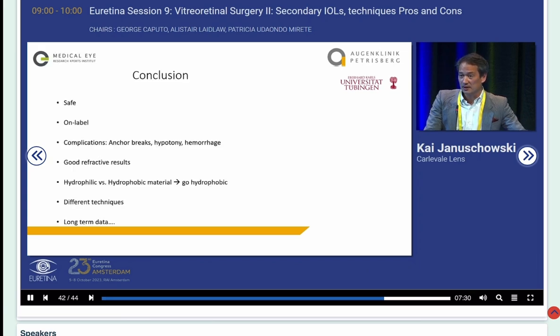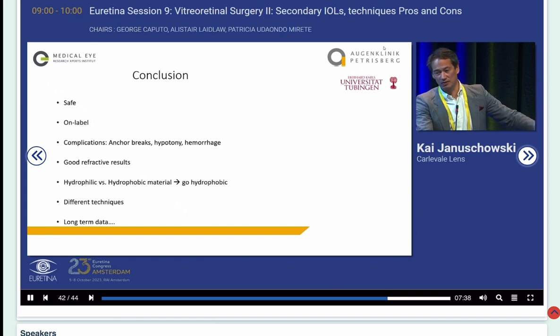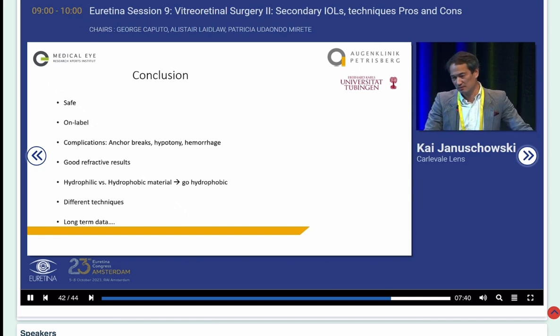So the Carlevale itself is an on-label solution. It's very good. You will have to deal with the anchor breaks once you start operating with that, but once you have that, it's good. It's centered, you have good refractive results. Be within the hydrophobic lenses if you can. There are different techniques, whatever works for you, and we are still waiting on the long-term data.